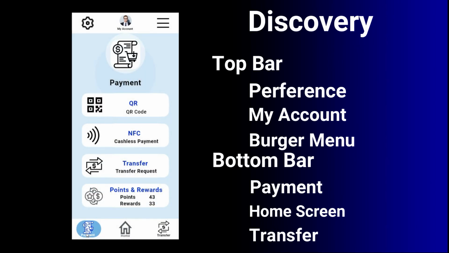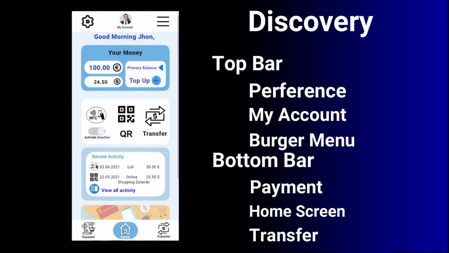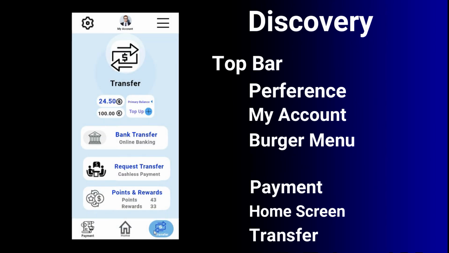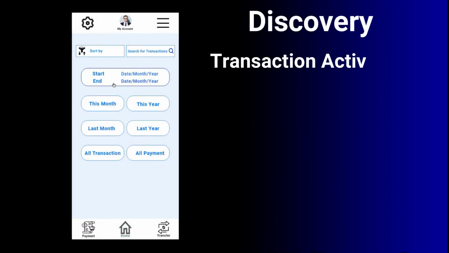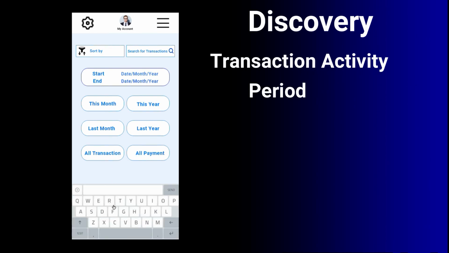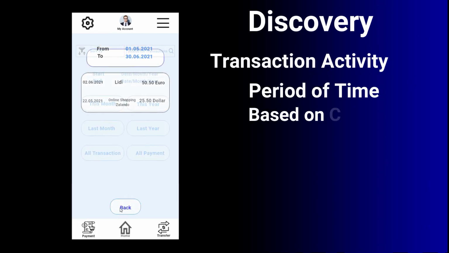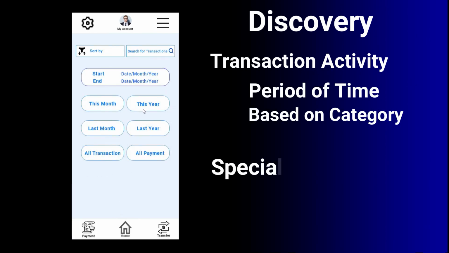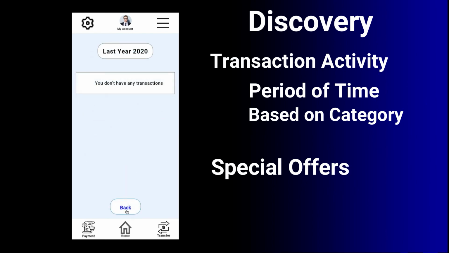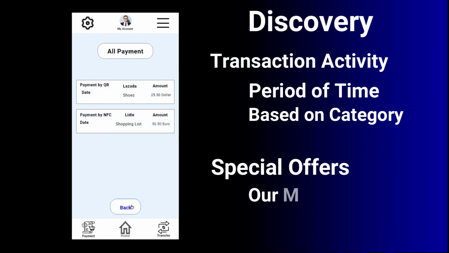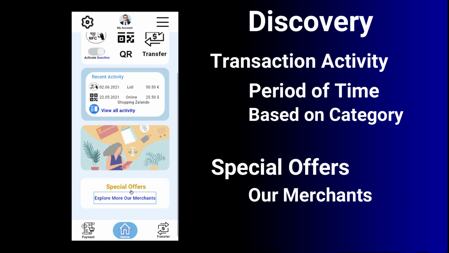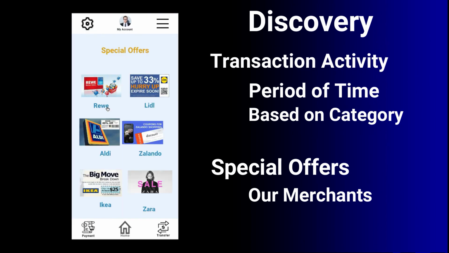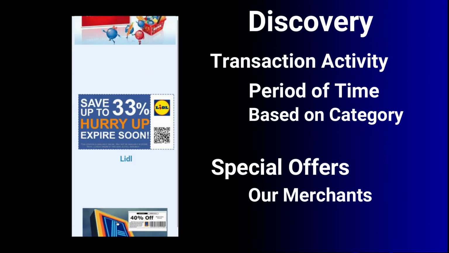Next, we're going to the bottom bar. There is payment, and then transfer, home. Next, we go to the transactions, where we can see all the transactions based on category: last month or all of last year's, all payments, and others. Now we discover our merchants that we can click: Railway, Lidl, others.